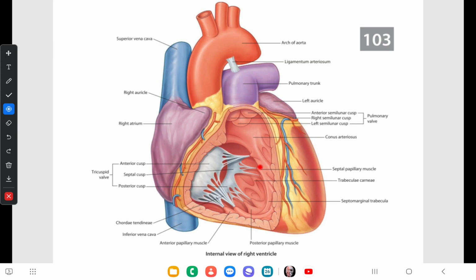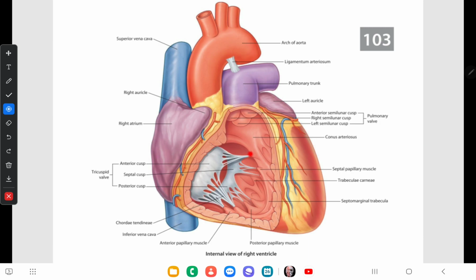ventricle. Actually there are three main types of papillary muscles. This is the anterior papillary muscle, this is the posterior papillary muscle, and this is the septal papillary muscle. Each of these papillary muscles is connected to the cusps of the tricuspid valve with chordae tendineae. This chordae tendineae joins the cusps with the apices of the papillary muscles. You can see it very well.